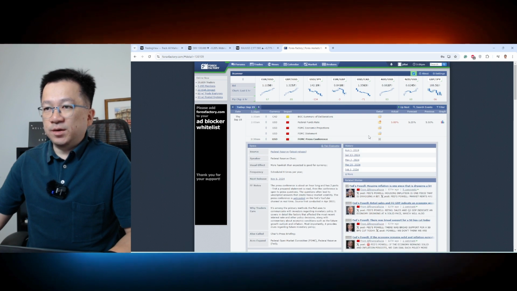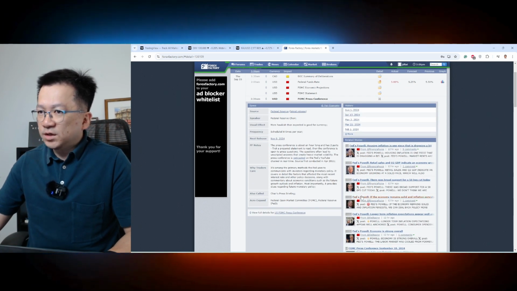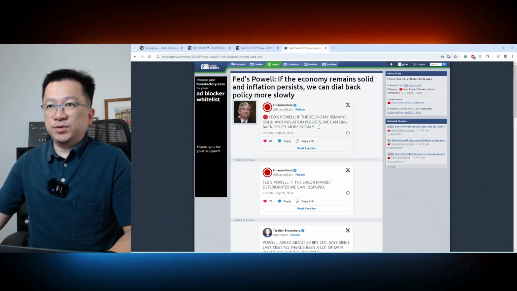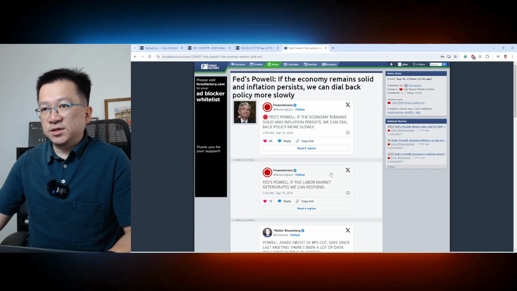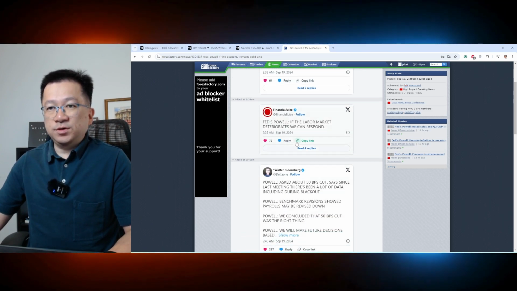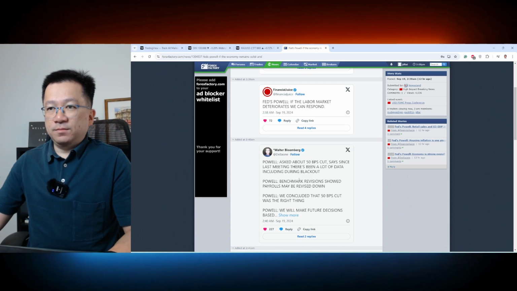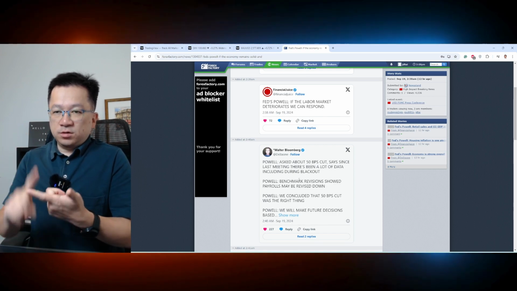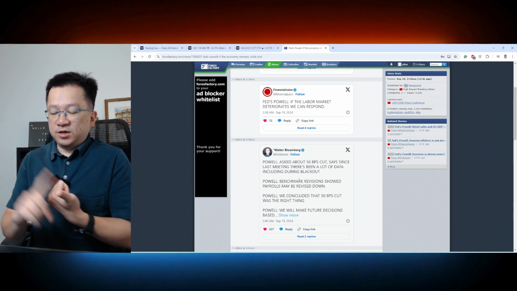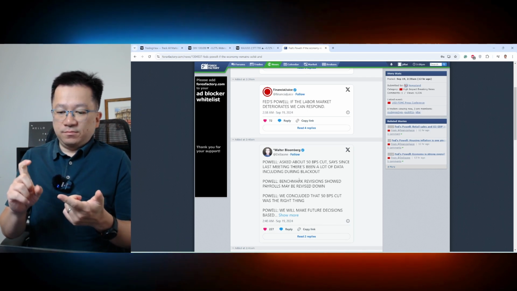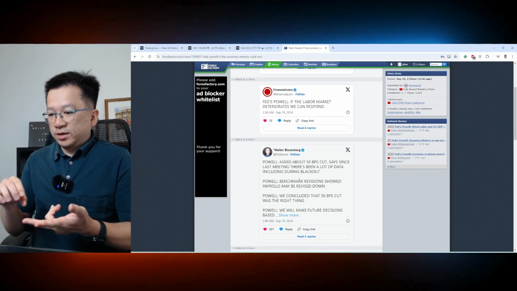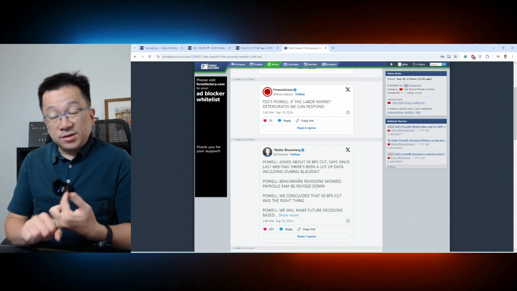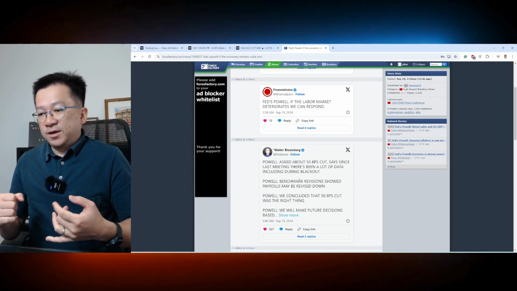because of what was said during the press conference, where Chair Powell said economy remains solid, inflation persists, we can dial back policy; well, economy remains solid, labor market deteriorates, we can respond. Basically, Chair Powell repeated solid, strong a lot, right? He said that the economy was solid, the labor market was strong, there was growth in the economy, there was good data on retail sales and on GDP.